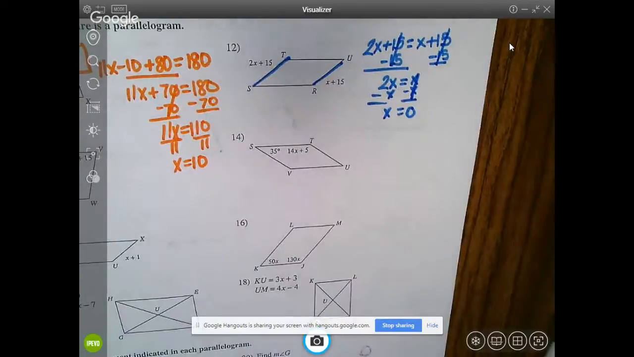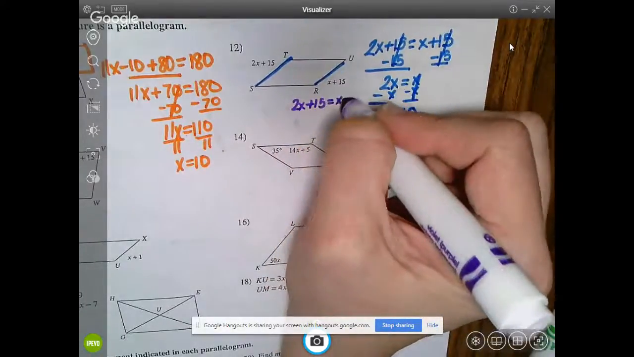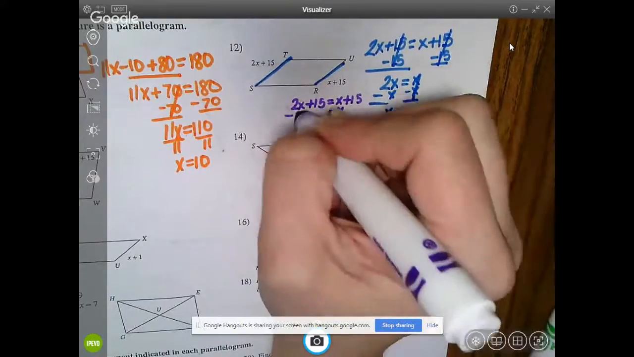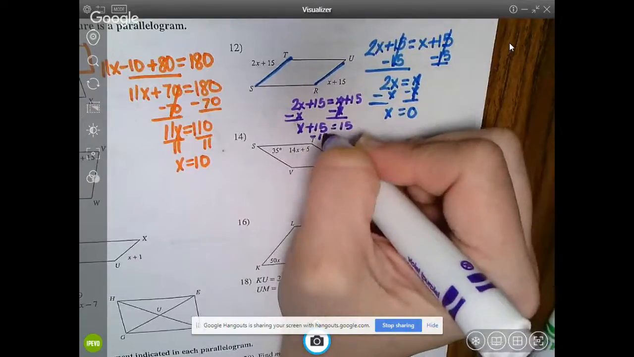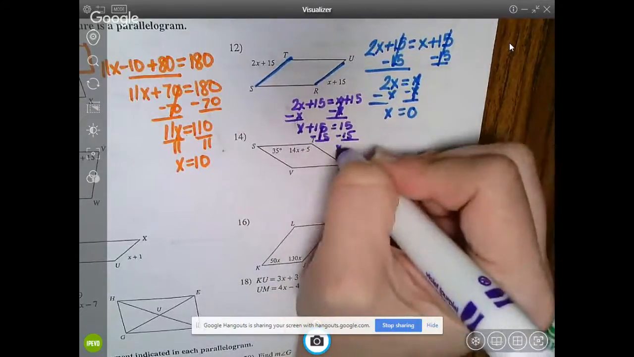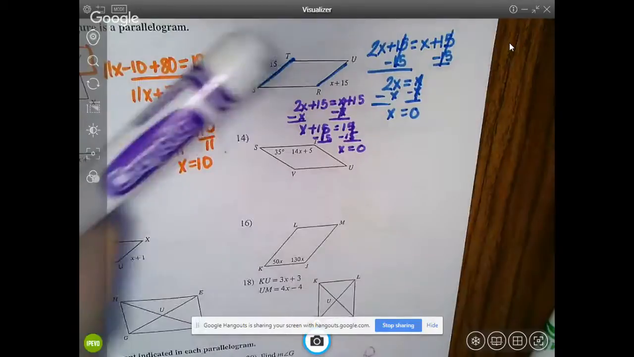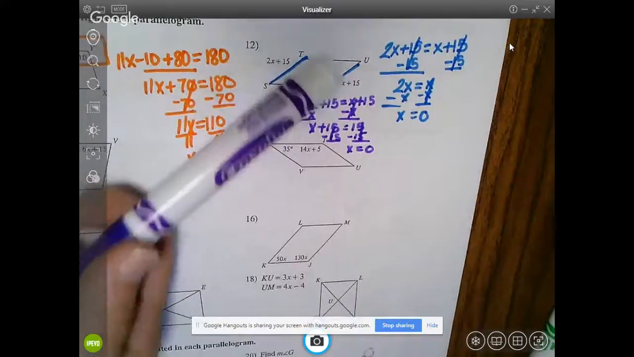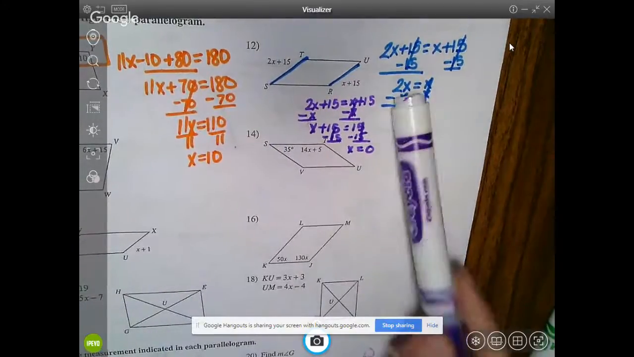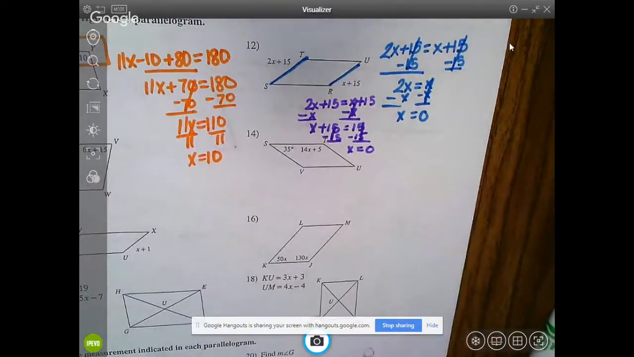Now, some kids got confused with that. So what you could have done is, if you have 2x plus 15 equals x plus 15, start off by subtracting x from both sides and then subtracting 15 from both sides. Either way, you'll get x equals 0. And it makes sense, because if I put 0 here, 2 times 0 is 0. 0 plus 15 is 15. So the x stands for 0, right? Yep. So far, so good.